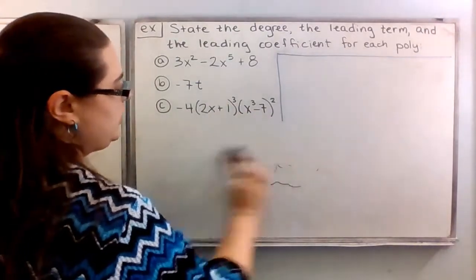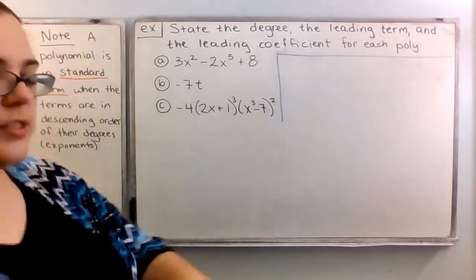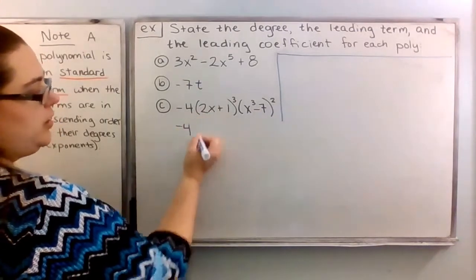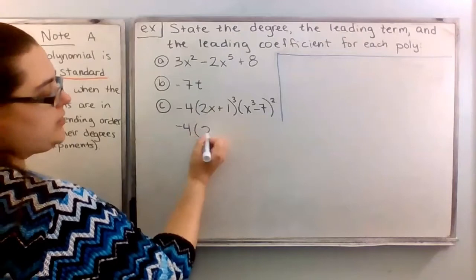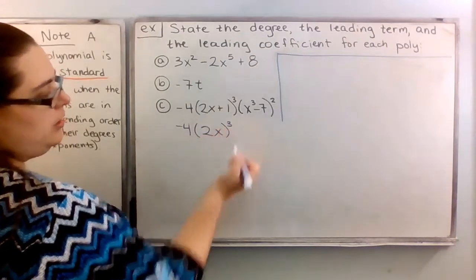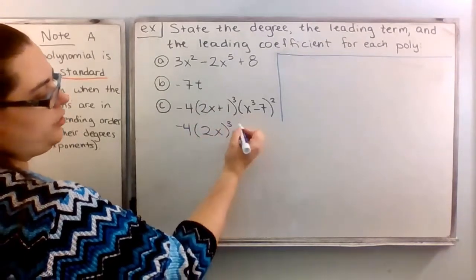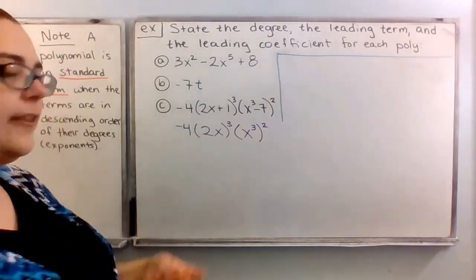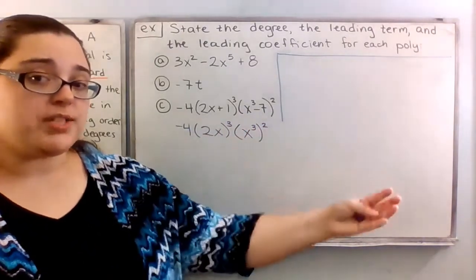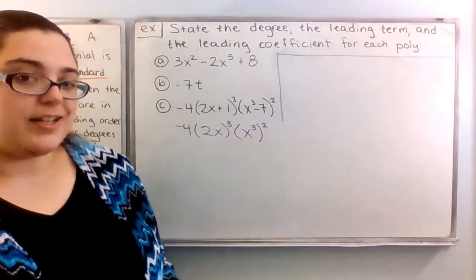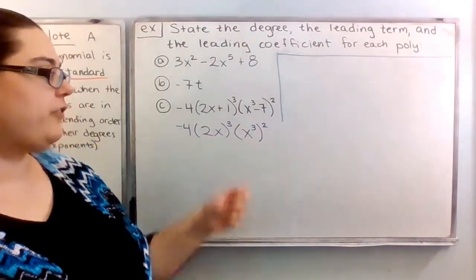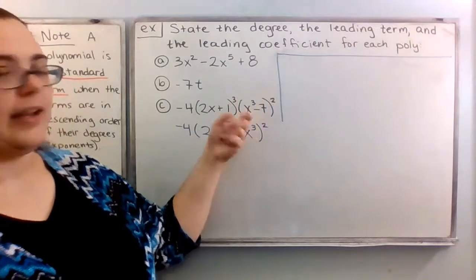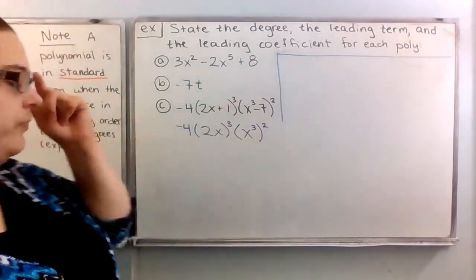So for part C, when I look at this, I'm going to fudge it a little, and I'm going to think of this as -4 times just (2x) cubed, and then times (x cubed) squared. And this is because, again, when I would go to multiply this all out, the highest exponent I'm going to get is going to come from multiplying this first term by itself however many times.